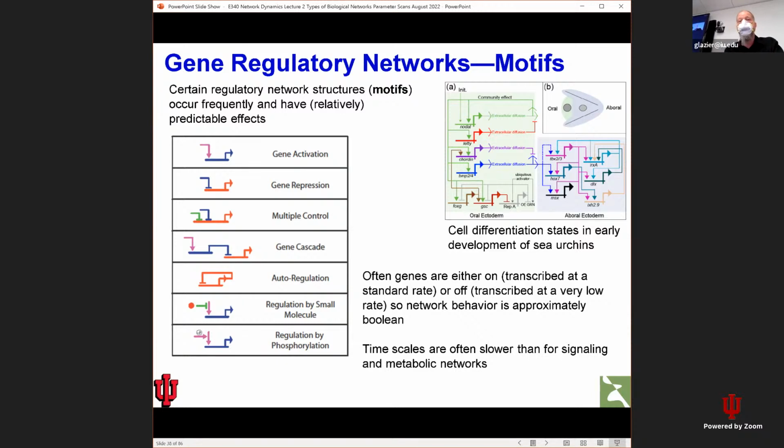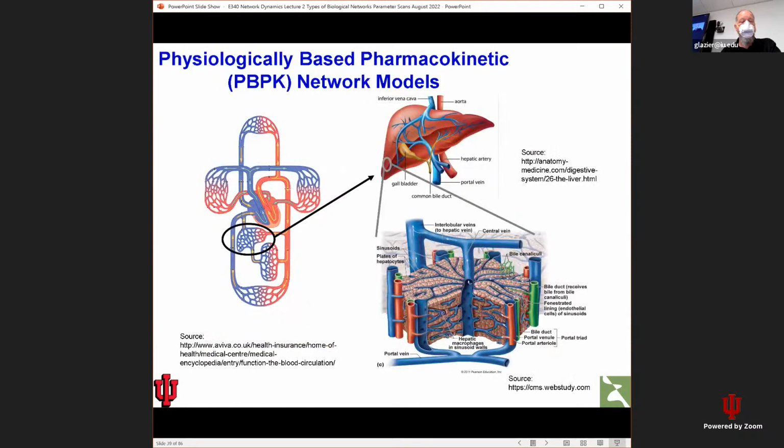With signaling networks, signals tend to be continuously graded. Genes, again, often are either on or off, or at least low rate of transcription, high rate of transcription. So they're closer to Boolean. Not always, but often. The last kind of network, and I'll skip over this pretty quickly because I do want to get to the other things in the class today, is what are called PBPK models, physiologically based pharmacokinetic models. These are models primarily of transport.